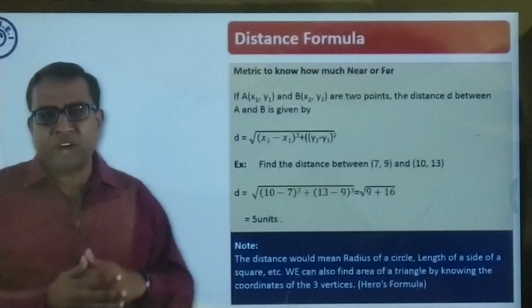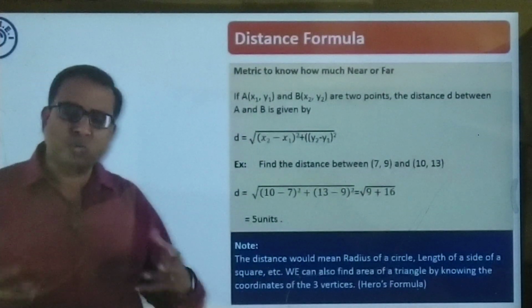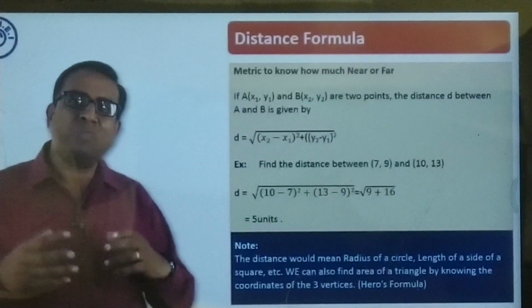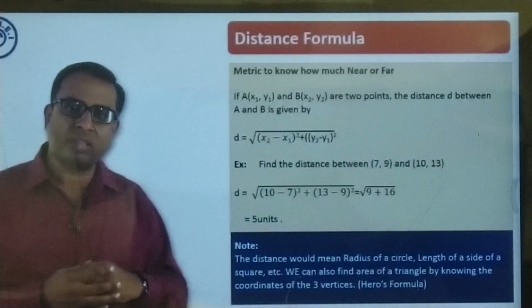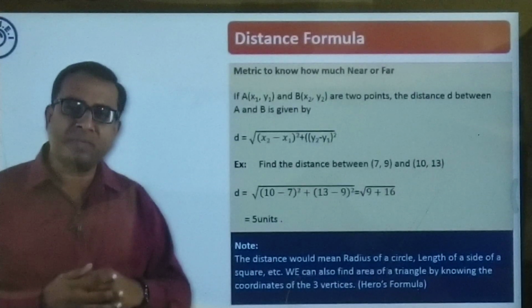So you all might be wondering, what's the big deal? What will happen if I know how to compute the distance between 2 points? Look, there are a lot of things that can happen if you know how to compute the distance between 2 points. In fact, how do you discriminate 2 circles, tell me?